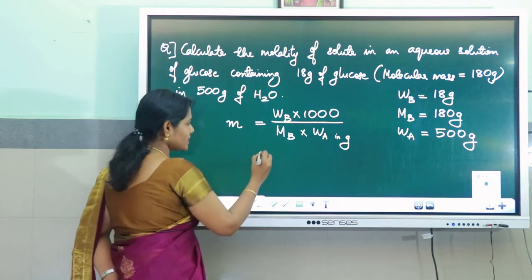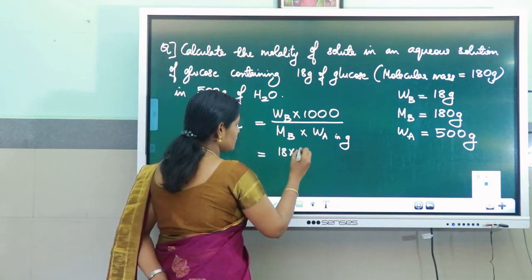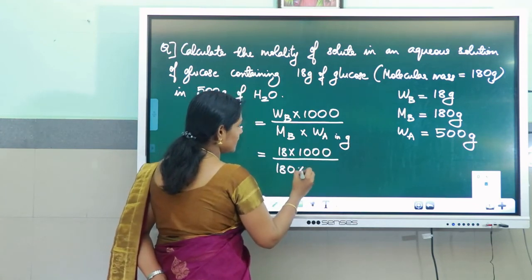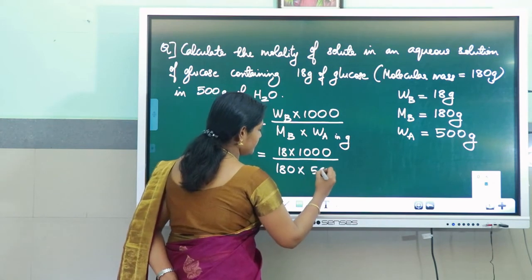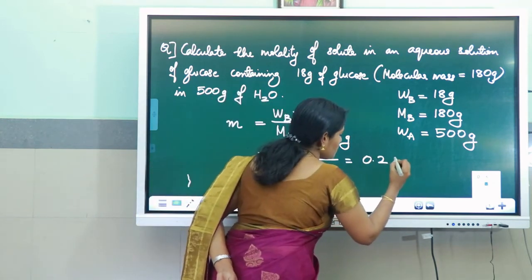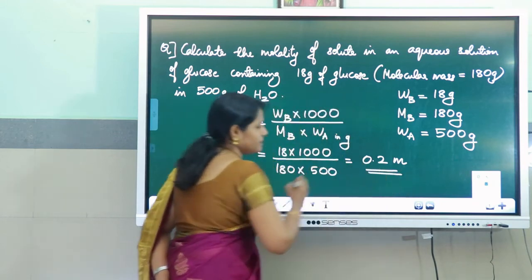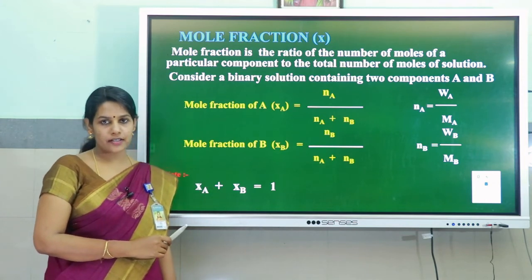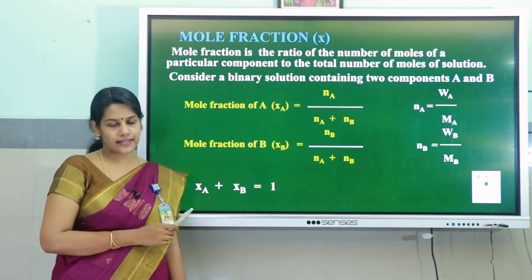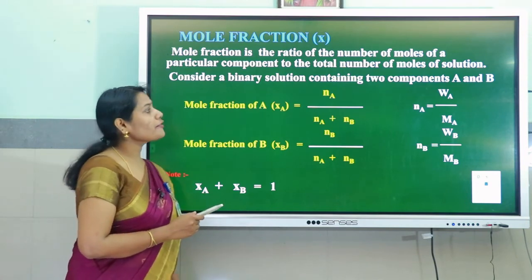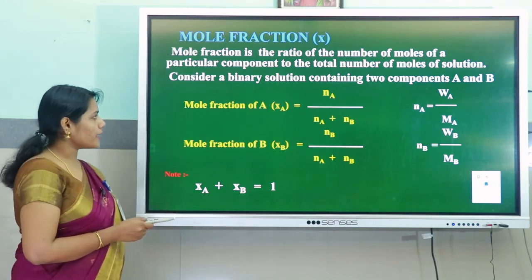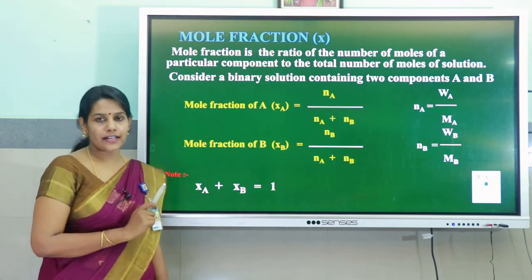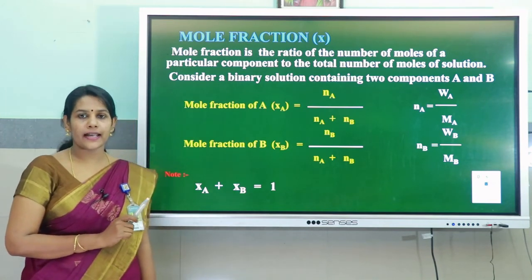Let us substitute the values. 18 into 1000 divided by 180 into 500. 0.2 molal. The last method to express concentration is mole fraction, which is denoted using small letter x. Mole fraction is the ratio of the number of moles of a particular component to the total number of moles of solution. So consider a binary solution containing two components A and B.